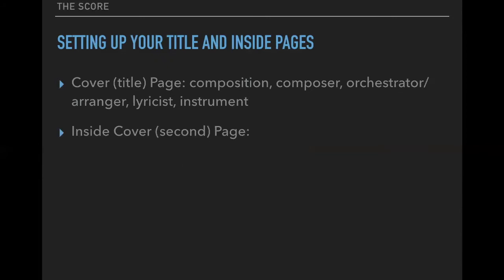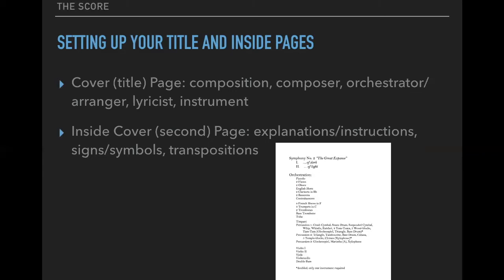The inside cover, this is where you can list things like explanations, instructions to the ensemble. Maybe you have a program note, a paragraph that's all about the composition, how it came to be, why you dedicated it to so-and-so. This is a good place to put any kind of writing. Let's say you use some sort of symbol. You mark it with X's or circles. This is a place to define those sort of things. Okay. And you'll notice in the case of, let's say, an orchestra piece, this would be the place to list your ensemble.